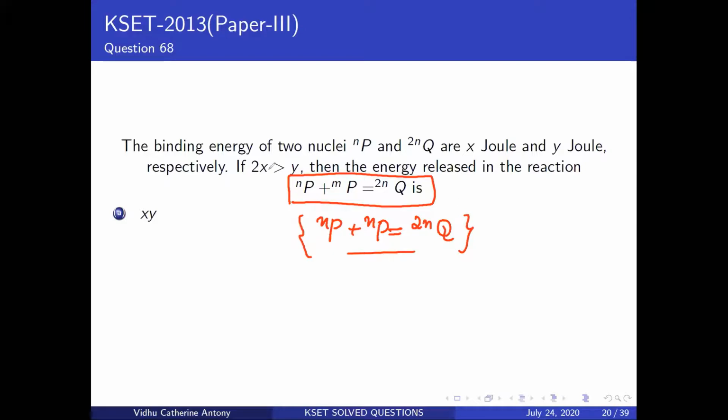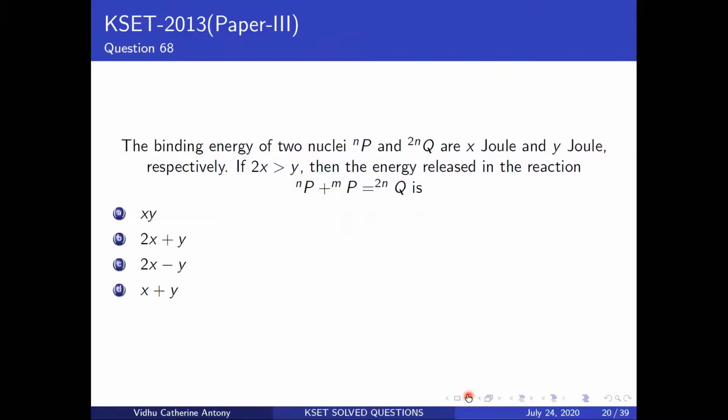What you realize is they've said your 2x is greater than y. These two, x and y, are basically the binding energy. So all you have to do is end up subtracting 2x minus y. You take your reactants and you subtract it from the product binding energy. So you end up getting 2x minus y, that's option C.